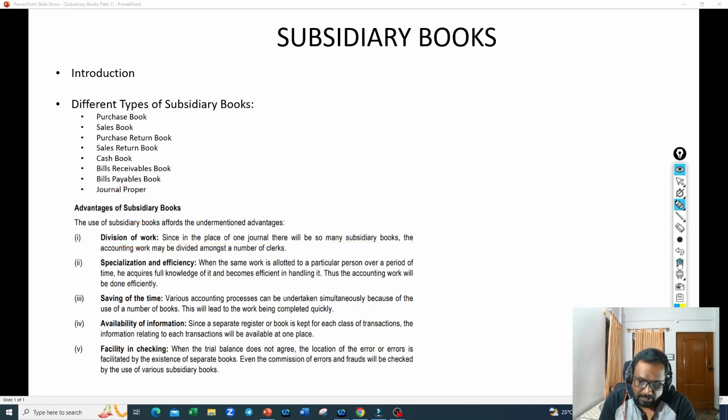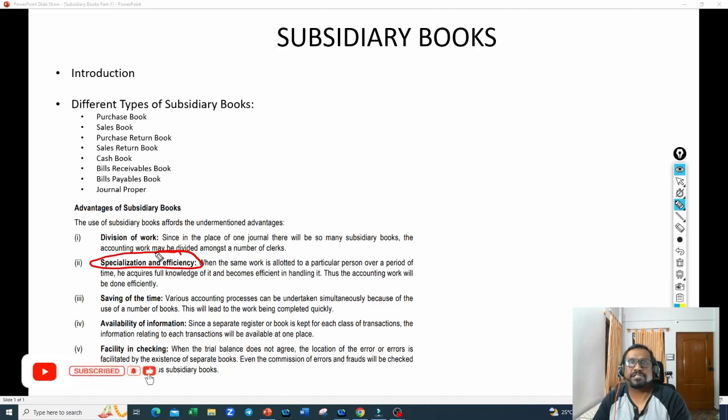Second thing, next advantage is specialization and efficiency. This is very important. See, if I start maintaining only purchase book or purchase returns book, what will happen? I'll become an expert in purchase book. Oh, I know what are the transactions I am supposed to post in purchase book. It will be on my fingertips. Whoever comes to me, I can explain about the purchase book or purchase return book, and I know where those transactions are recorded, what type of transactions are recorded, what are the challenges in that. Everything I will get to know because I maintain only one book. I'll be an expert in that book. I'll become a subject matter expert in that particular area.